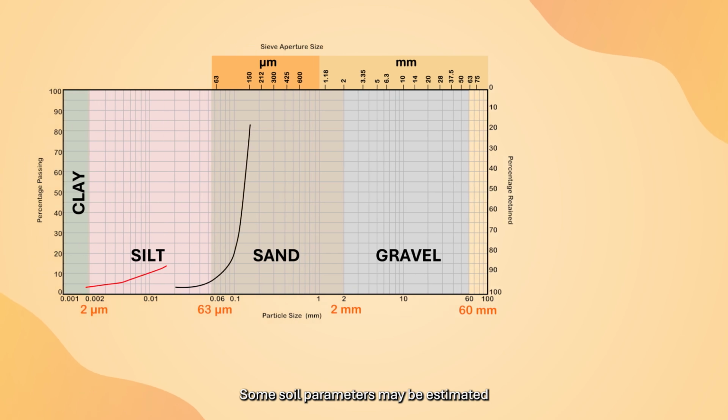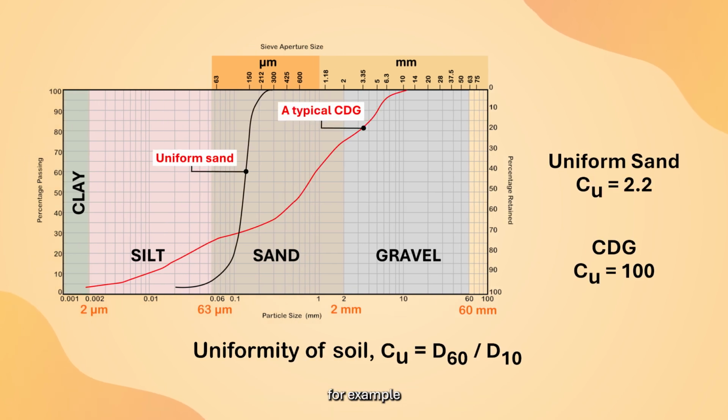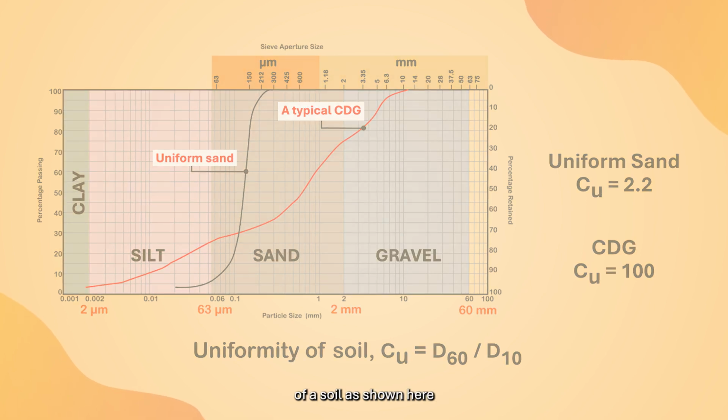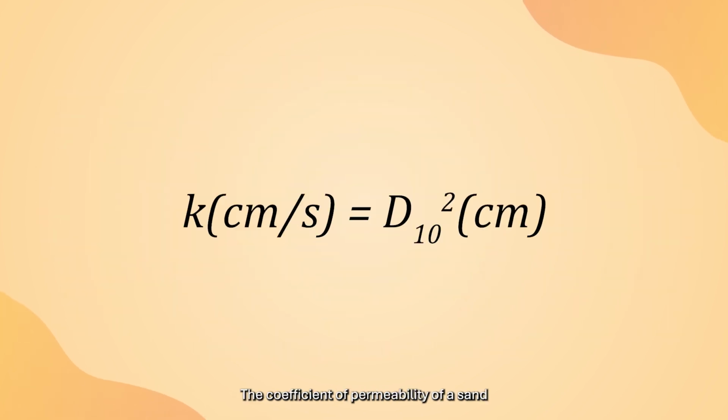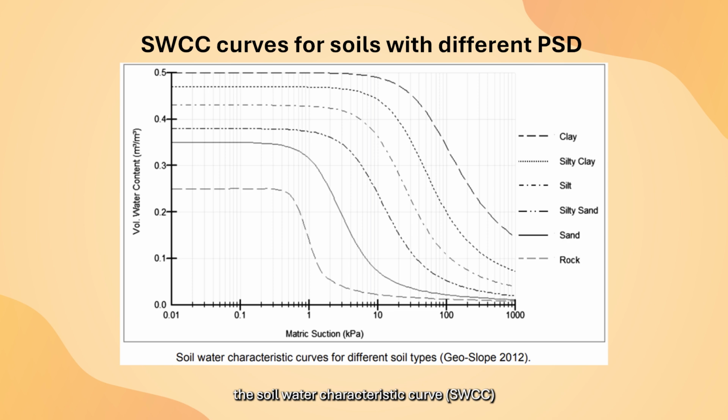Some soil parameters may be estimated using information from the PSD curve. For example, the coefficient of uniformity of a soil as shown here. The coefficient of permeability of a sand can be estimated from Hazen's formula. In unsaturated soils, the soil water characteristic curve SWCC may be modeled from the known PSD curve.